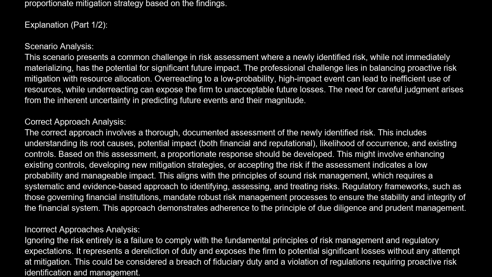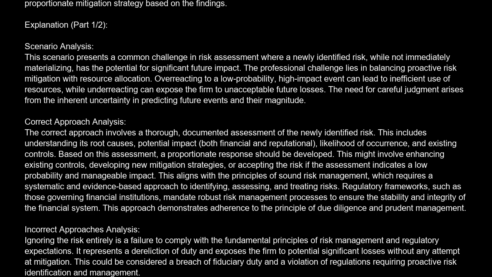The professional challenge lies in balancing proactive risk mitigation with resource allocation. Overreacting to a low-probability, high-impact event can lead to inefficient use of resources, while underreacting can expose the firm to unacceptable future losses. The need for careful judgment arises from the inherent uncertainty in predicting future events and their magnitude.